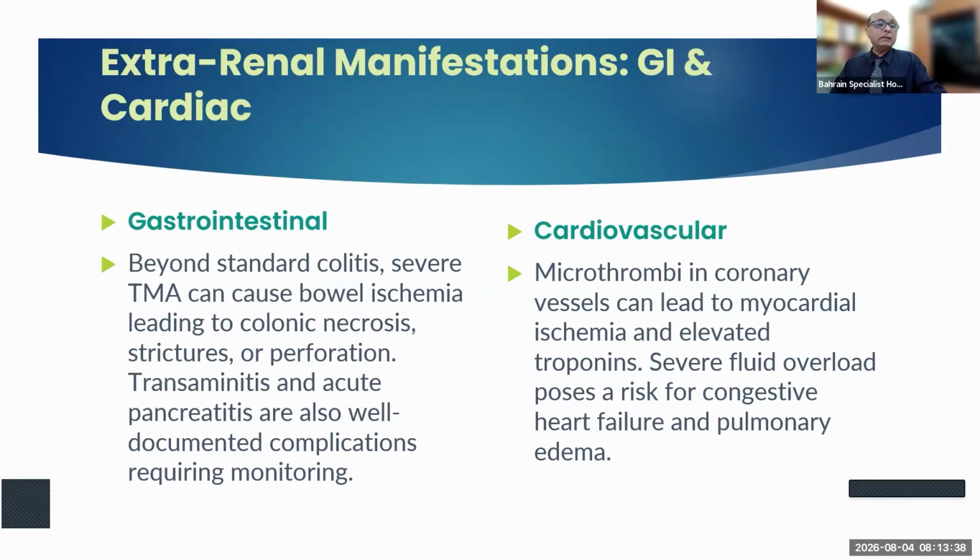GI involvement or cardiac involvement: beyond the standard colitis, there will be severe TMA, thrombotic microangiopathy, which can cause bowel ischemia, leading to colonic necrosis, stricture, or perforation. Transaminitis and acute pancreatitis are well-documented complications requiring monitoring. Cardiovascular: there will be microthrombi in coronary vessels, which can lead to myocardial ischemia and elevated troponin. There will be severe fluid overload, which will cause risk for congestive heart failure or pulmonary edema.